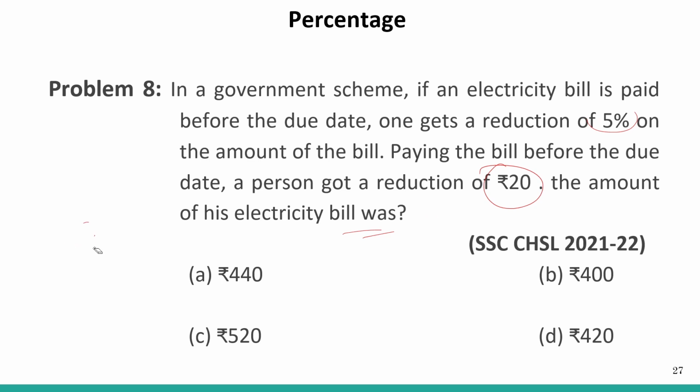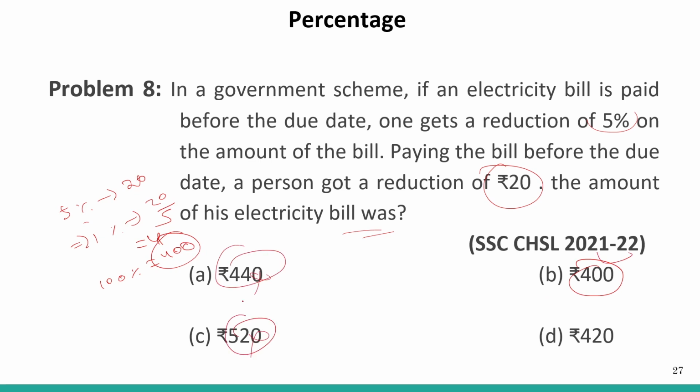So 5% implies 20 rupees. So this implies that 1% implies what? 20 by 5 is equal to 4. So 100% is 400 rupees. So 400 rupees is the correct answer here, and all these other options are wrong. This is the only correct option.